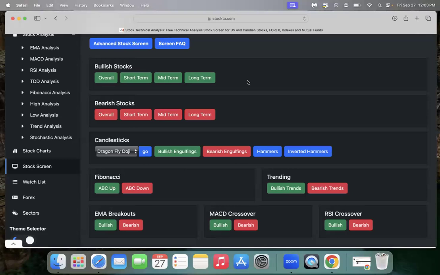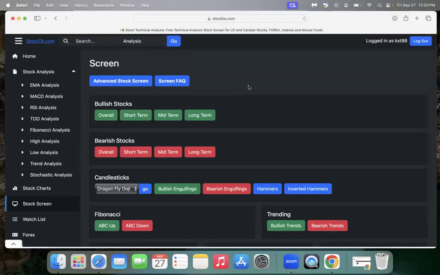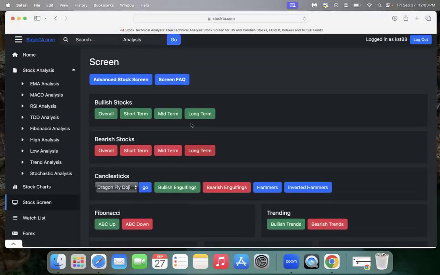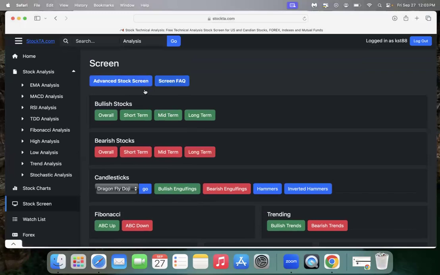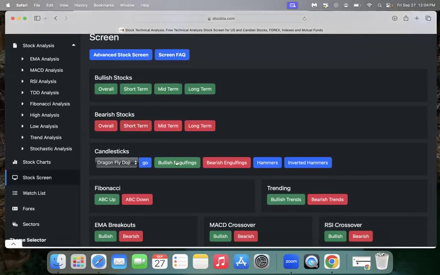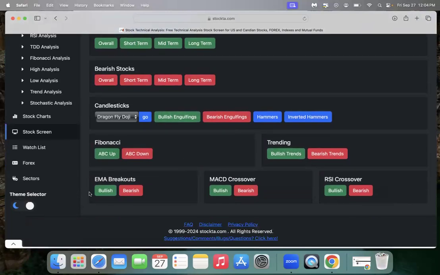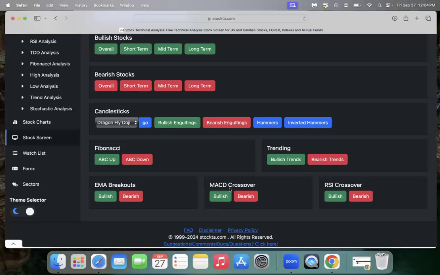This is part 3 of how to use our website. This section is going to focus on the stock screen. So on the main page, you go to the left, you hit stock screen, and here are your options. So you can sort by bullish, overall, short, midterm, long-term, bearish. You can look by candles. You can do Fibonacci. You can do trending. You can do EMA breakouts. You can do MACD crossovers, RSI crossovers. So for simplicity's sake, let's do a MACD crossover.